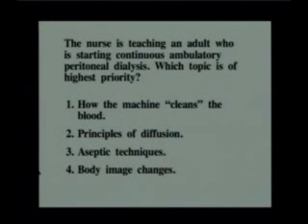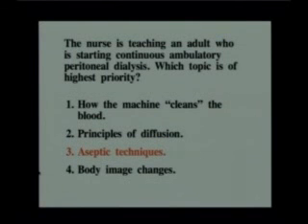Let's look at a question. The nurse is teaching an adult who is starting continuous ambulatory peritoneal dialysis. Which topic is of highest priority? 1, how the machine cleans the blood. 2, principles of diffusion. 3, aseptic techniques. Or 4, body image changes. And the best answer to this question is number 3, aseptic techniques.